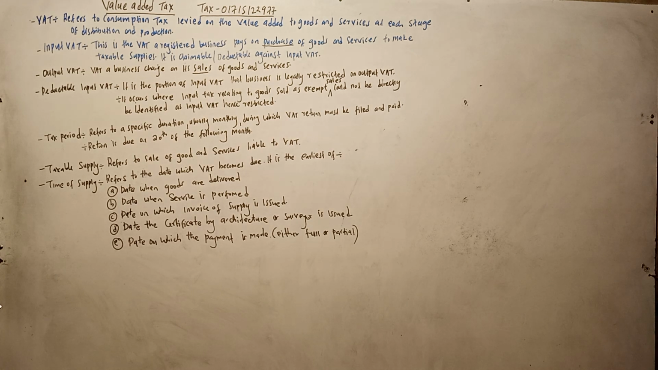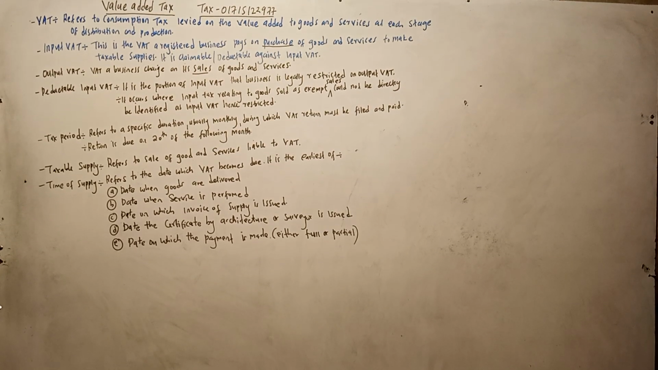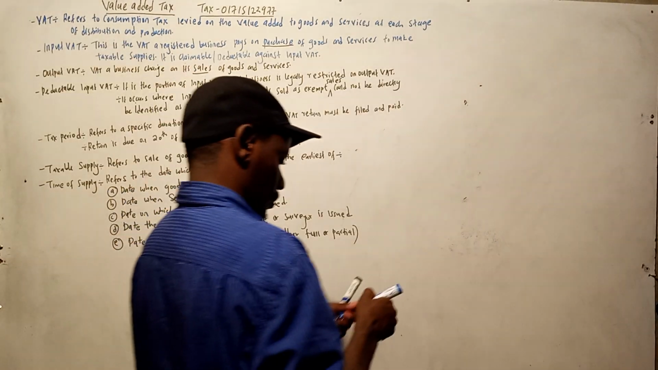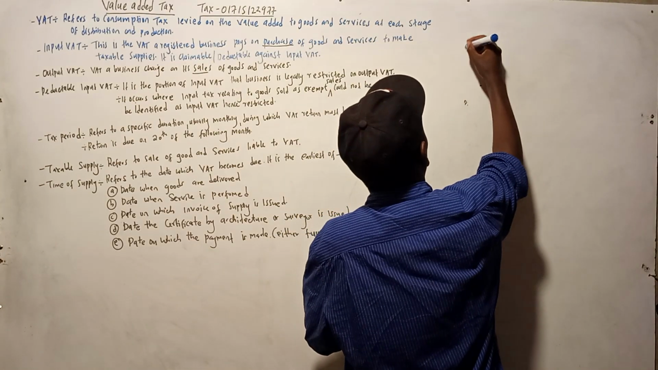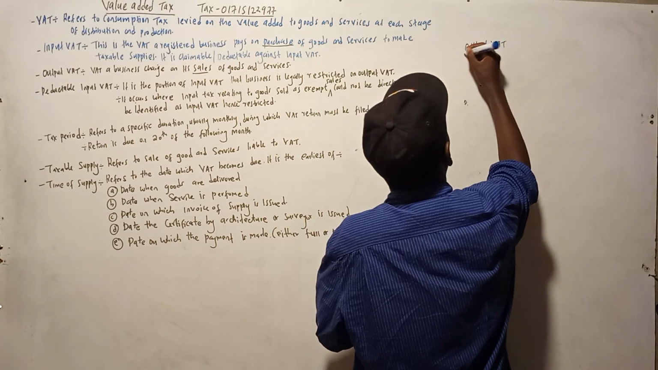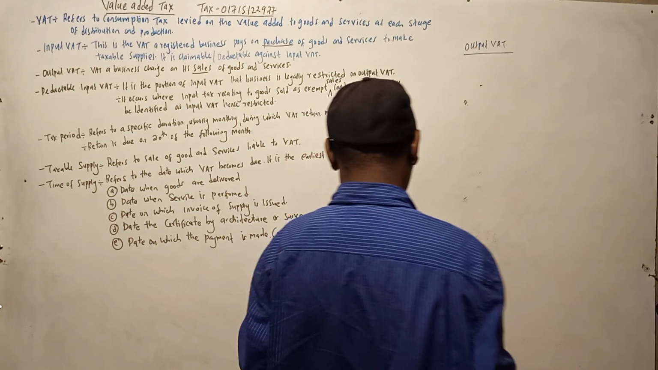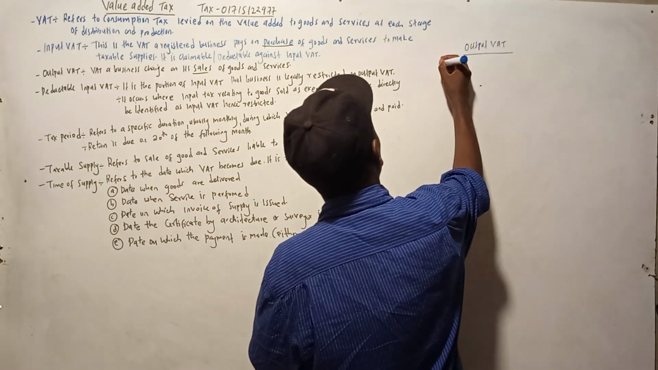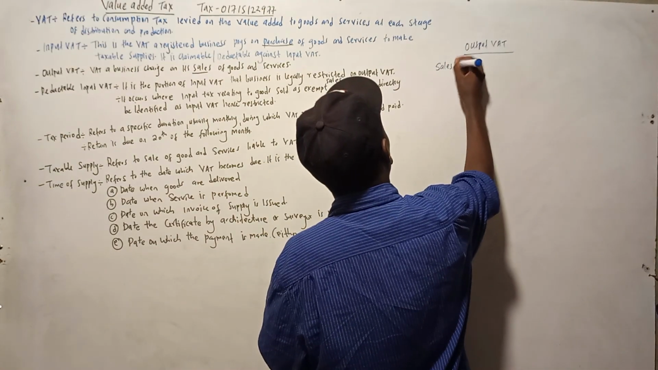So I can give a format. Let's see if we can give the format of VAT on the other side. We start with output VAT. So this is the format. Sales, which is standard.